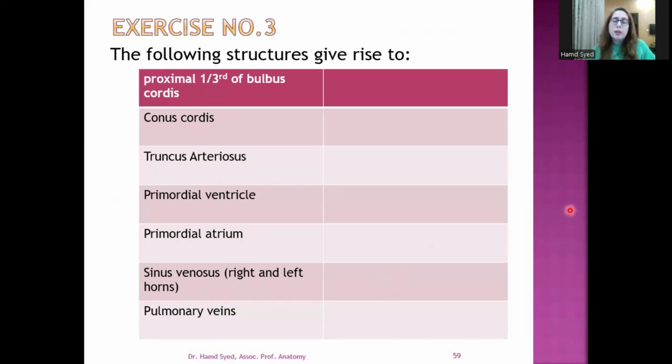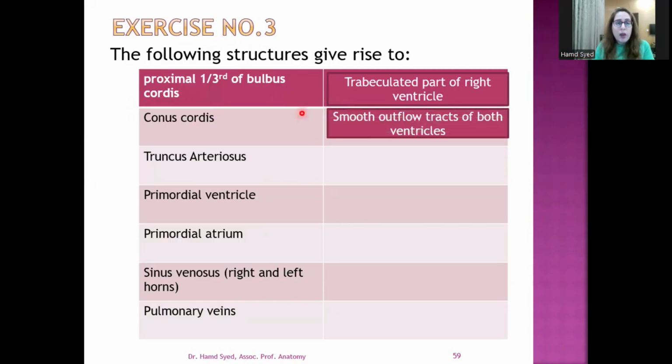Now we're going to summarize the adult derivatives of the embryonic structures regarding the development of the heart. And this is a very crisp and specific summary. So let's start with the first one, and we're going in a craniocaudal sequence in the heart tube. The proximal one-third of the bulbus cordis is going to form the trabeculated part of the right ventricle, whereas the conus cordis will form smooth outflow tracts of both the ventricles.